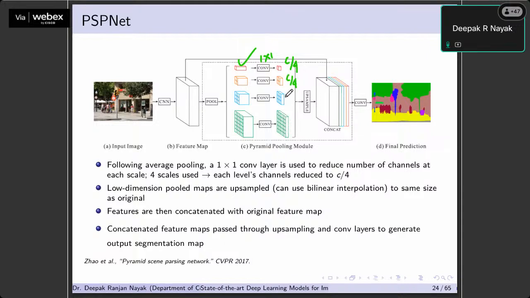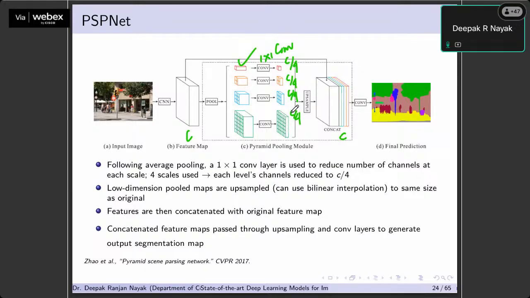Why? Because after that, they concatenate the outputs. If you are not reducing the dimension from C to C by 4, then after concatenation you will get a number of channels 4 times the original one. They want the number of channels to be the same as the original, which is C. That is why they have used a bottleneck layer after the output of each pooling layer, which is the 1 cross 1 convolution with C by 4 channels. And later they applied a bilinear interpolation operation.